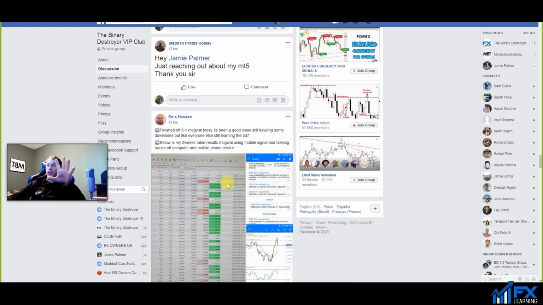Been a really good week, still having some downsides, but like everyone else, I'm still learning the new BD 7.0. These are the signals sent to my phone. So as you can see here, a lot of members are getting the 7.0 to send them signals to the phone. And again, this is something you can do with the AND strategy, BD strategy, and the Mogwai strategy.